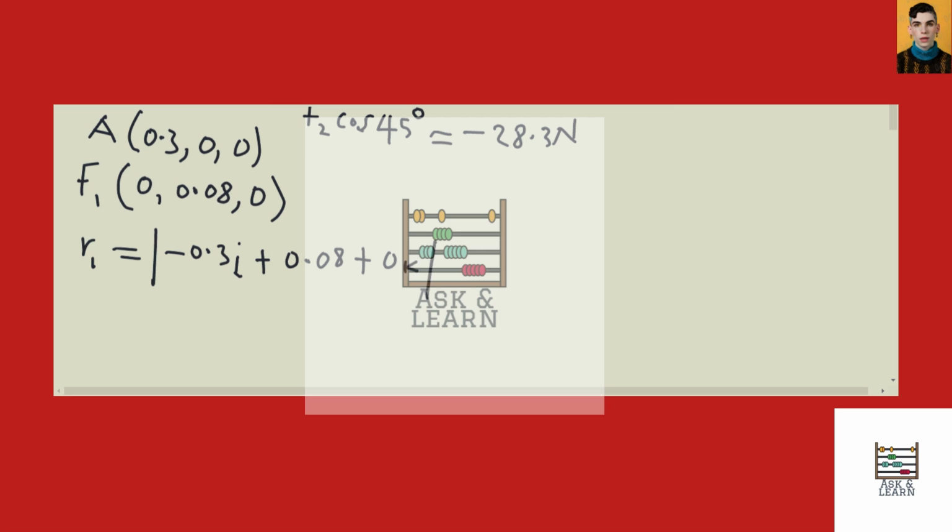Then follow the same pattern and do it for arrow 2. If you do for arrow 2, you are going to arrive at minus 0.3 i minus, of course, we don't know the other part of j, the other component.